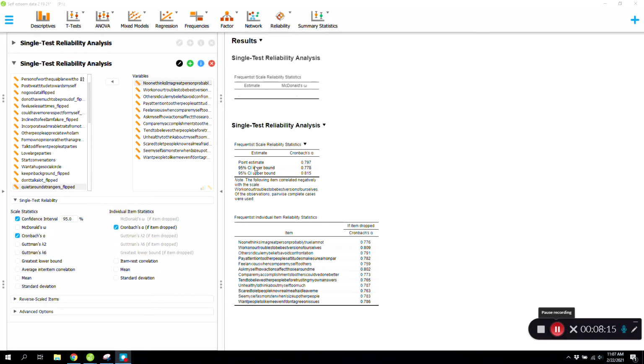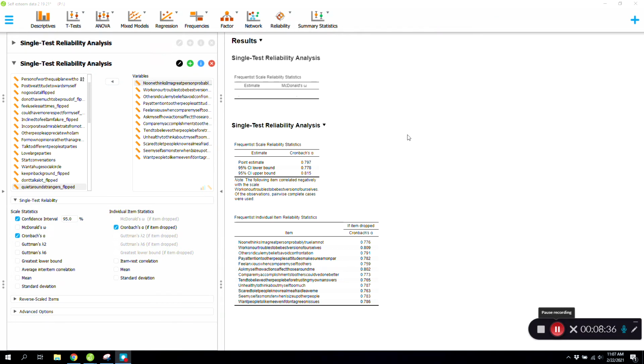Okay, so we look here, and remember it's this point estimate. That's what we're looking for. Boy, we're all the way up to 0.8. If we round this up, we're at 0.8. Oh, we're just there. And I thought, well, we took out 3 items. Can we get it just a little bit higher, to make sure we really have that reliability we need?